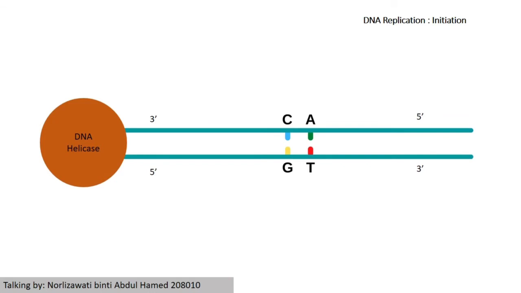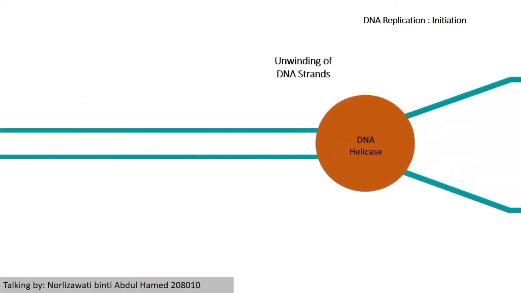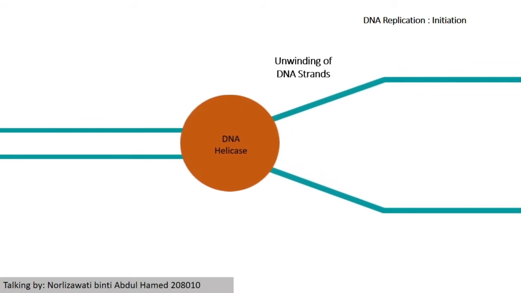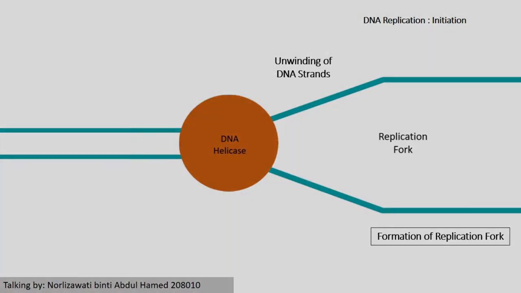DNA helicase will disrupt the hydrogen bonding between the base pairs of the two DNA strands. It is important to separate the DNA strands into a Y shape, which is known as the replication fork. This area will then be the template for replication to begin.